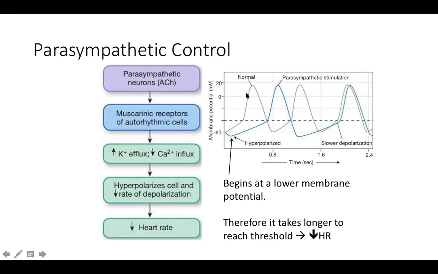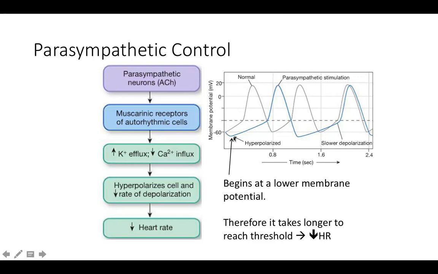Calcium channels open and you get depolarization. At the peak, calcium channels close, potassium channels open, and you get your repolarization phase. Well, there's an increased efflux. So normally your potassium channels would close here and your funny channels are open. But let's look at what happens with parasympathetic nervous system activation.